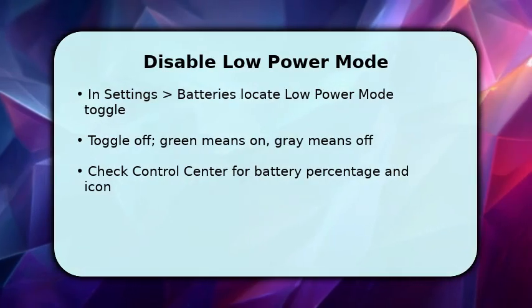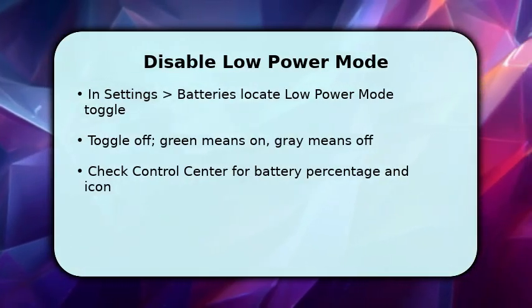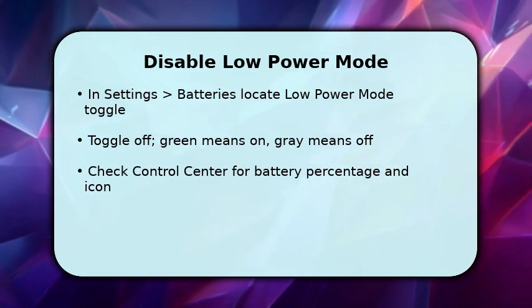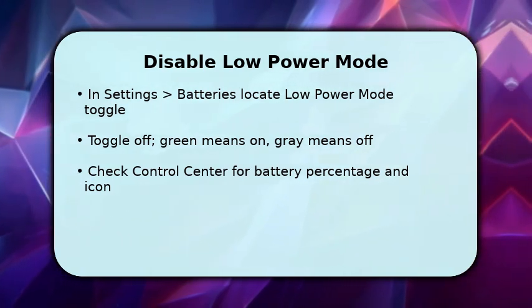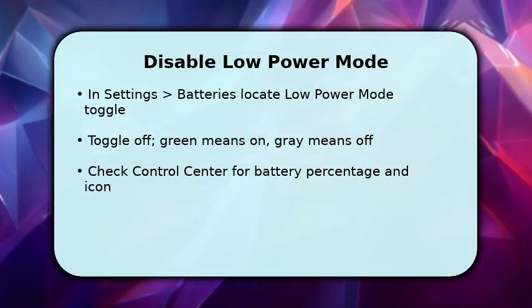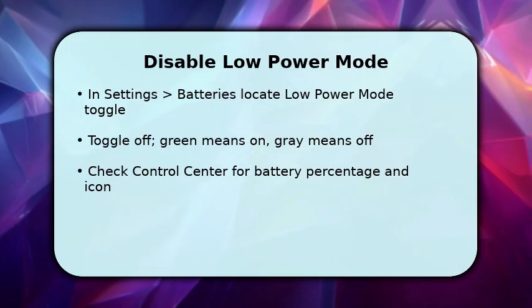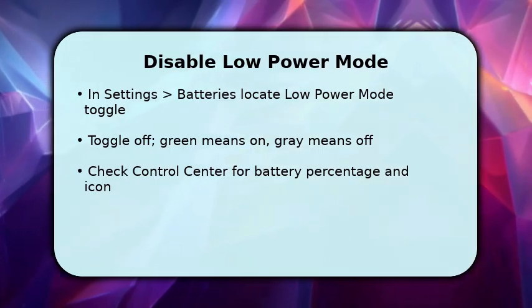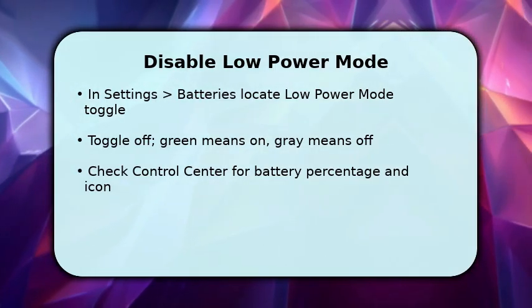Now, find Low Power Mode in Battery and tap the toggle to off. This restores background app refresh, mail fetch, and visual effects. You'll see the toggle switch change color. Confirm it goes gray. Make sure Background App Refresh is enabled if you need real-time updates. Go to General, Background App Refresh to adjust.